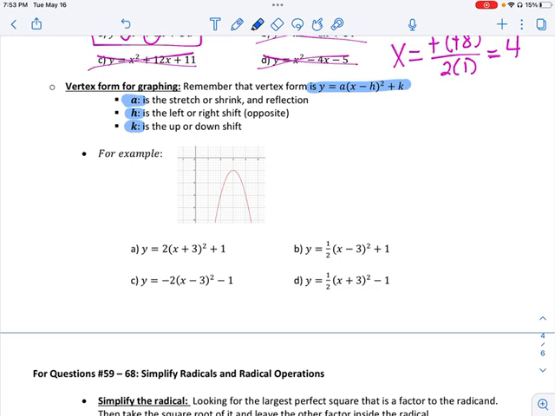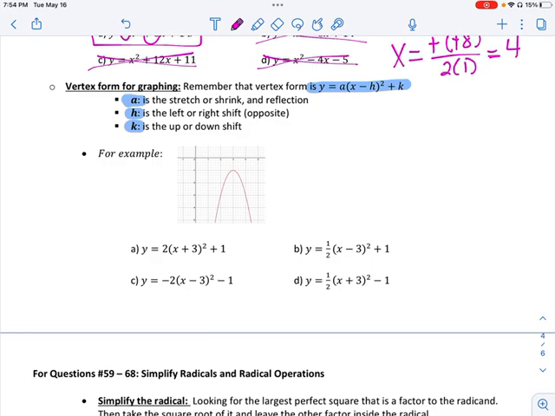Remember, if it's a stretch, we said it makes a tall, skinny U. If it is a shrink, it's going to make more of a bowl-shaped U, kind of more rounded, that kind of a look for that U. And then A also controls the reflection if A is negative. Okay? H, remember that shifts me left and right, but it shifts the opposite of what is written there. So if it said -5, that's going to go to the right 5. If it said +5, that's going to go to the left 5. So it's the opposite. K is the up or down, and it goes with the sign.